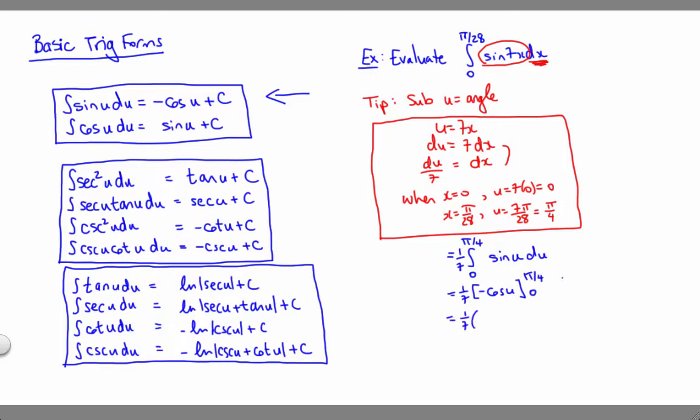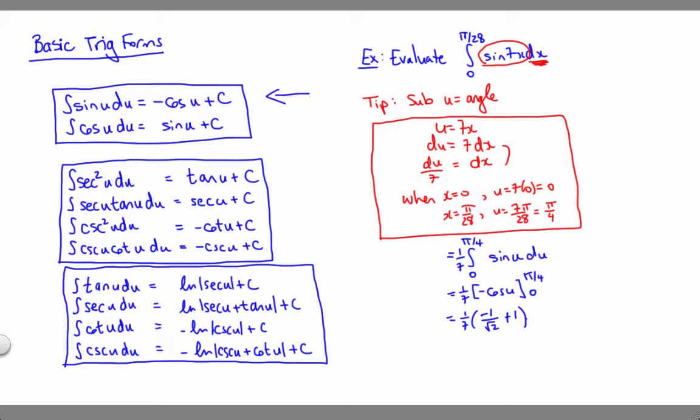Okay, so let's plug in here. Cos of pi over 4 is 1 over root 2. We've actually got the negative version of that, so this is negative 1 over root 2. And then we're going to be subtracting off the value of negative cos 0. Well, cos of 0 is 1. Negative cos 0 is negative 1. So we've actually got a double negative going on here. You could say plus 1, or you could say minus negative 1 here if you like.